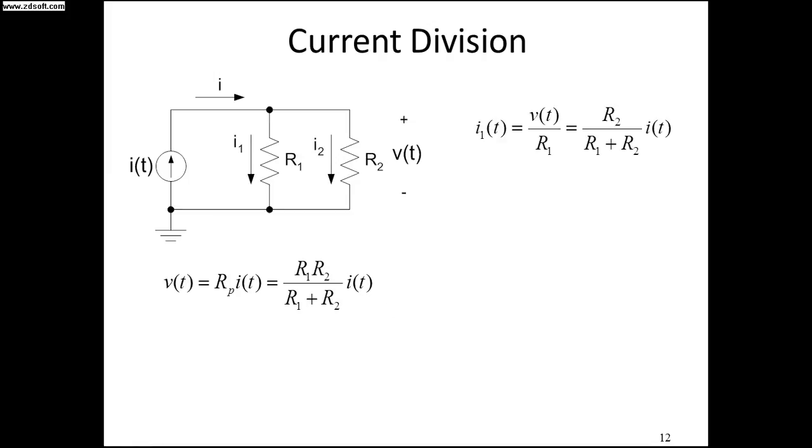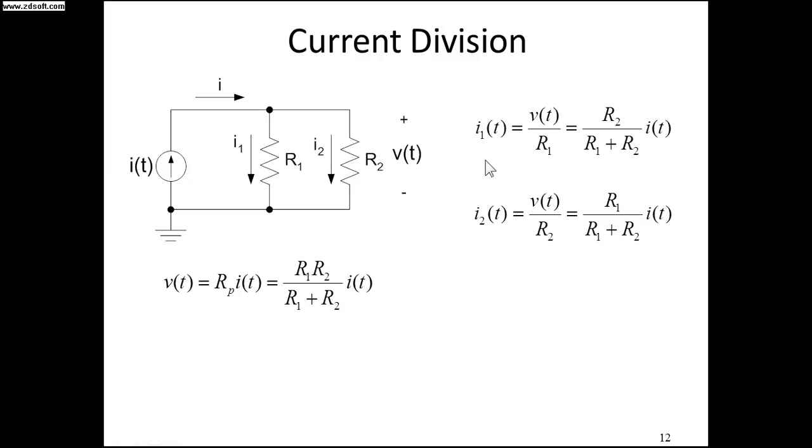So I1 of t is what? As per Ohm's law, V of t by R1. So substituting V of t as R1 R2 by R1 plus R2 into I of t, divided by R1, R1 gets cancelled. So we get R2 by R1 plus R2 into I of t, and similarly I2 of t is equal to R1 by R1 plus R2 into I of t.